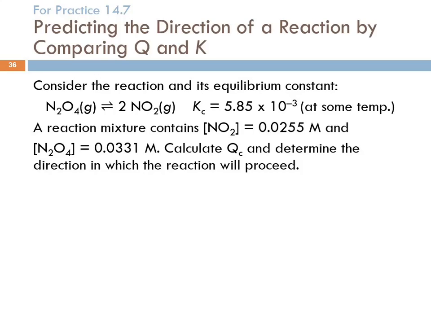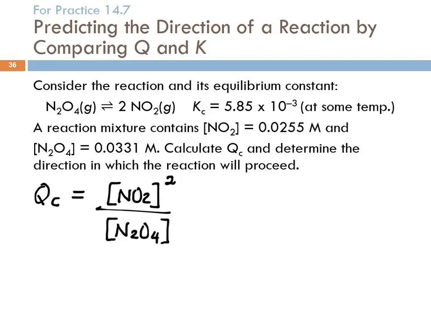So consider this reaction and the equilibrium constant. Here we have a reaction mixture that's got some reactant and some product, and we're asked to calculate QC and determine the direction in which the reaction will proceed. So the formula for QC is the same as it would be for KC. The concentration of the product, NO2, this has a coefficient of 2, so this needs to be squared, divided by the concentration of the reactant, N2O4. That has a coefficient of 1, so it has an exponent of 1.